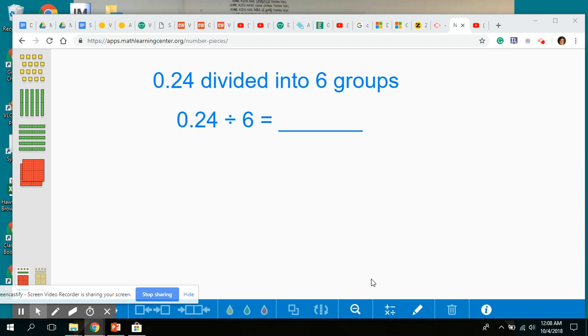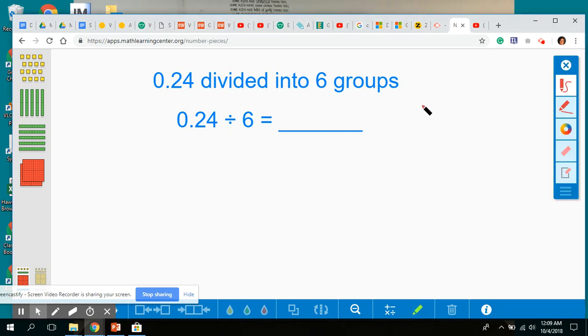All right, fifth grade, let's go ahead and take a look at this next problem here. It says 24 hundredths divided into 6 groups. You may be starting to make some connections when you see 24 and 6 if you know your fact families, but let's hold on just a second here and let's reason through this problem.